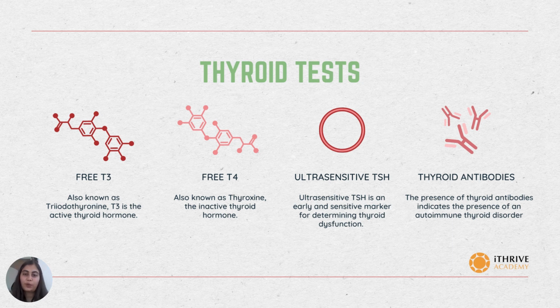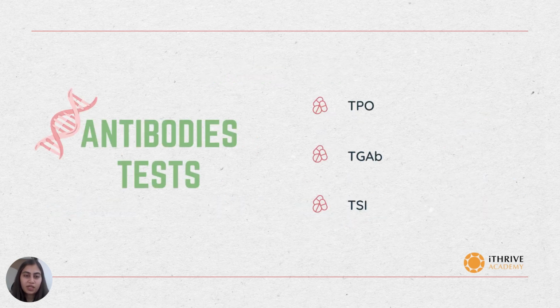And lastly, we have the thyroid antibodies. The presence of thyroid antibodies indicates the presence of an autoimmune thyroid disorder. What tests do we consider in an antibodies test? First is the TPO. Thyroid peroxidase is an enzyme normally found in the thyroid gland. TPO plays an important role in the production of thyroid hormones. A TPO test detects antibodies against TPO in the blood. The presence of TPO antibodies in your blood suggests that the cause of thyroid disease is an autoimmune disorder, such as Hashimoto's. In autoimmune disorders, your immune system makes antibodies that mistakenly attack your normal healthy tissues.